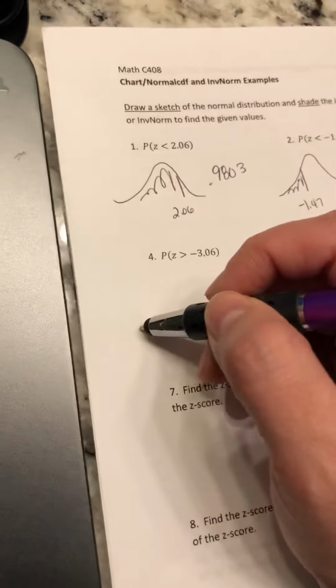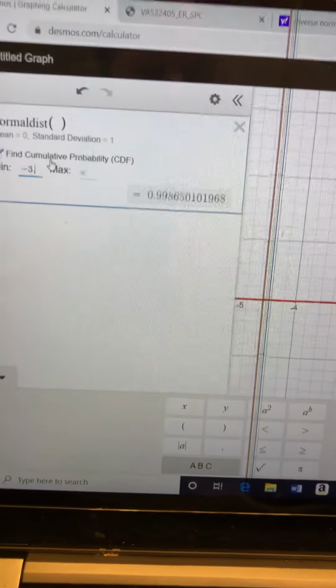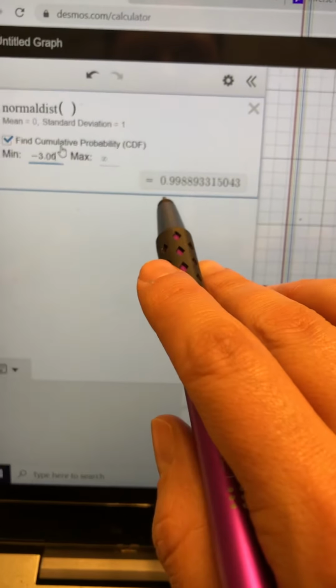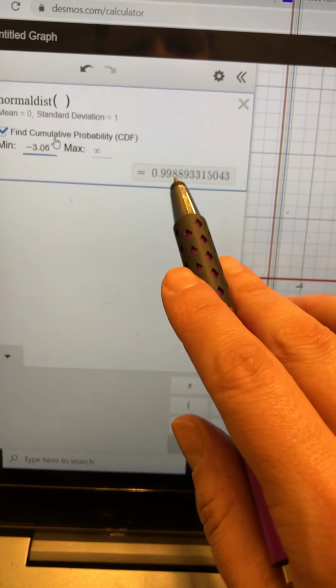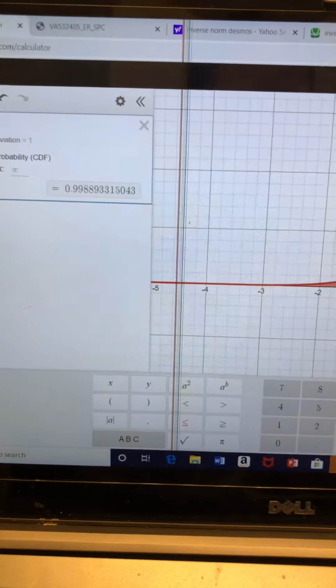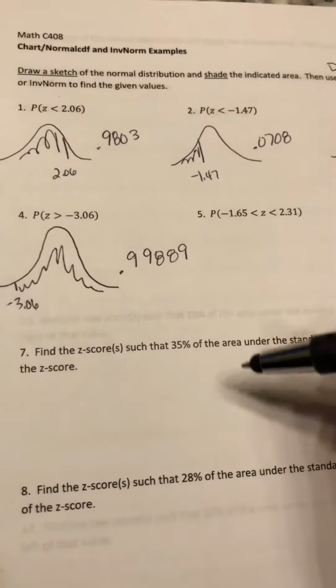If I want greater than negative 3.06, way down here is negative 3.06, and I want greater than it. Well, that should be almost 1 because that's almost all of the data. Which it is. So we've been rounding to 4. So if you round and get 1, you don't want to write 1. You want to put 0.99889, which is fine. It's just really, really close to 1. So you can write it out to 5 decimals if you need to.